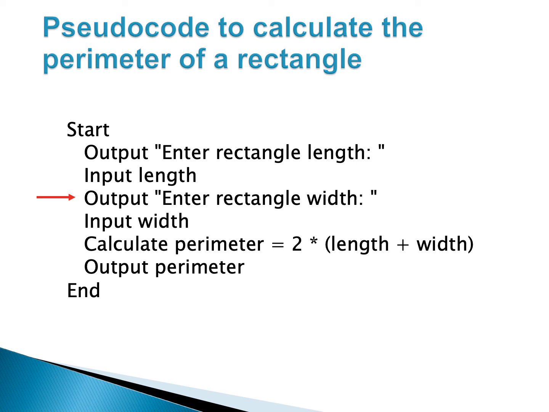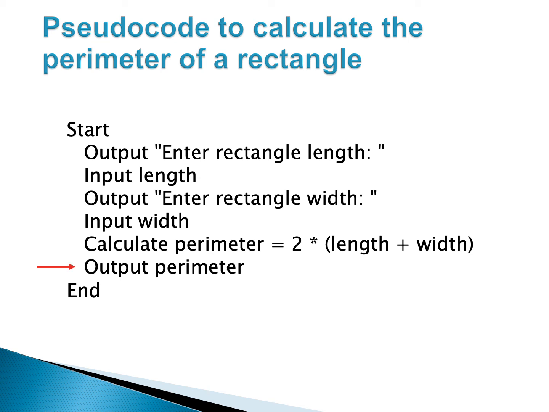Then, we want the user to enter rectangle width. So, we will write output enter rectangle width. We expect an input, so we write input width. Next is the process, which is calculating the perimeter. So we write calculate perimeter equal to 2 times length plus width.